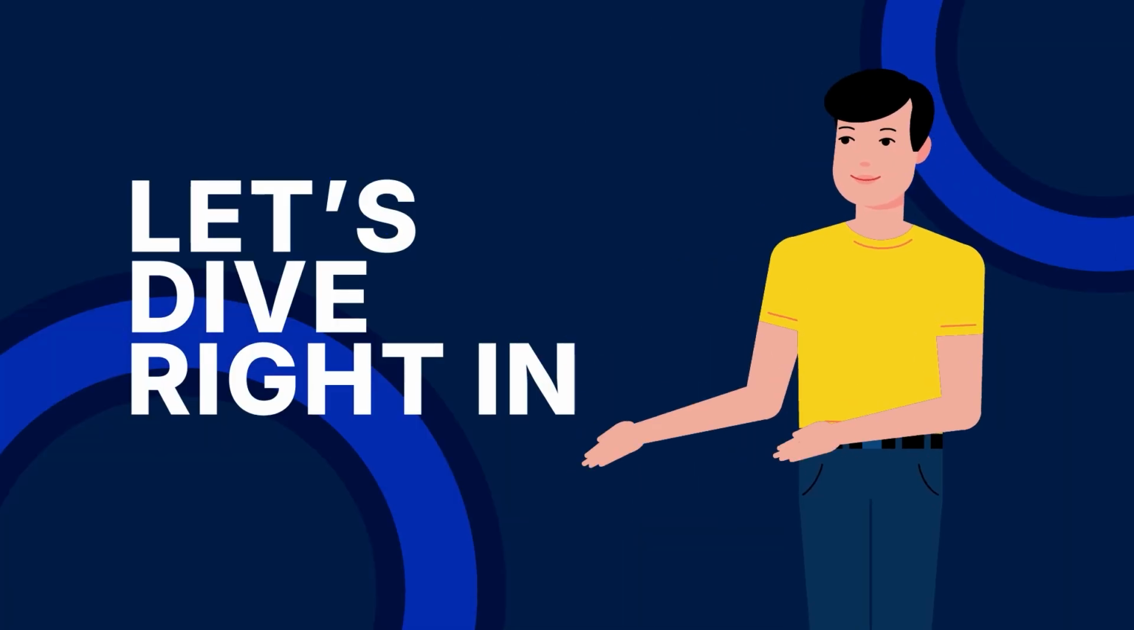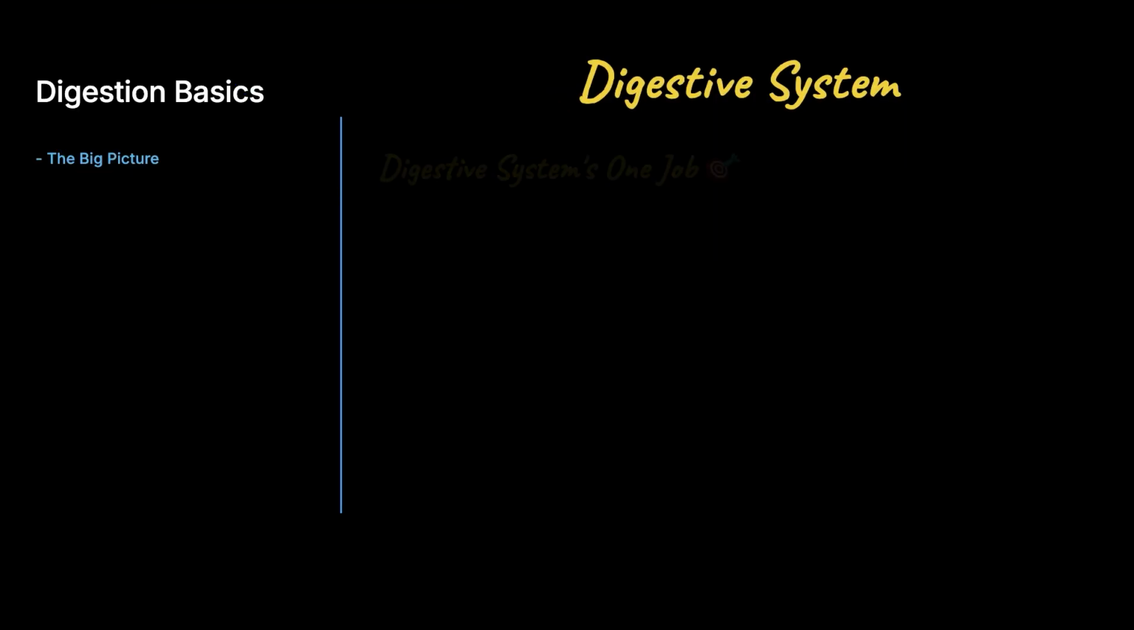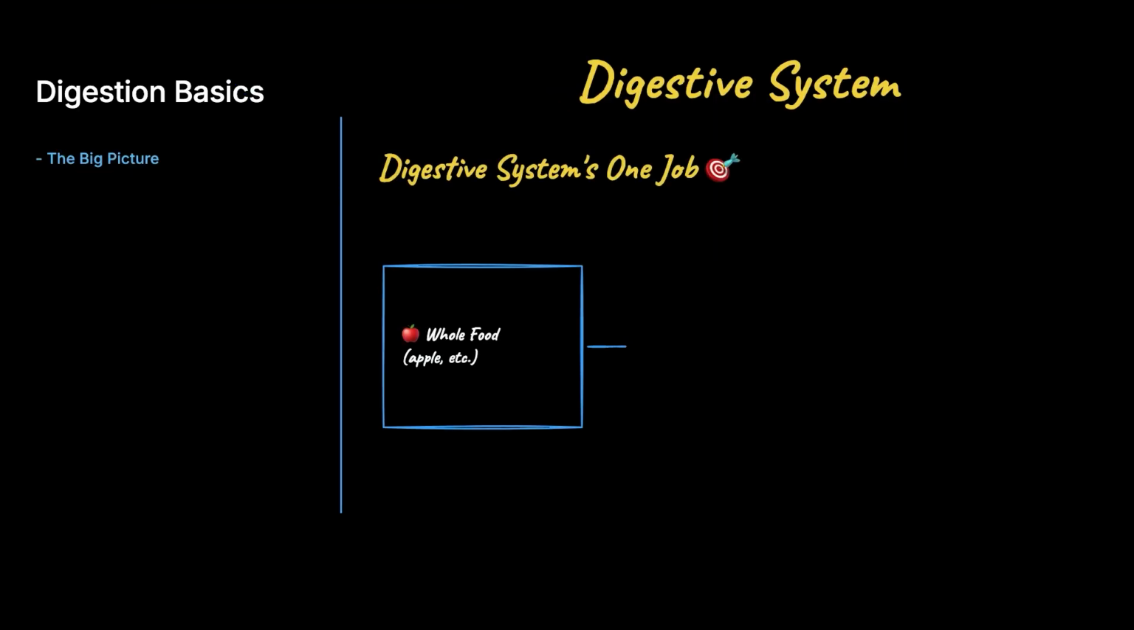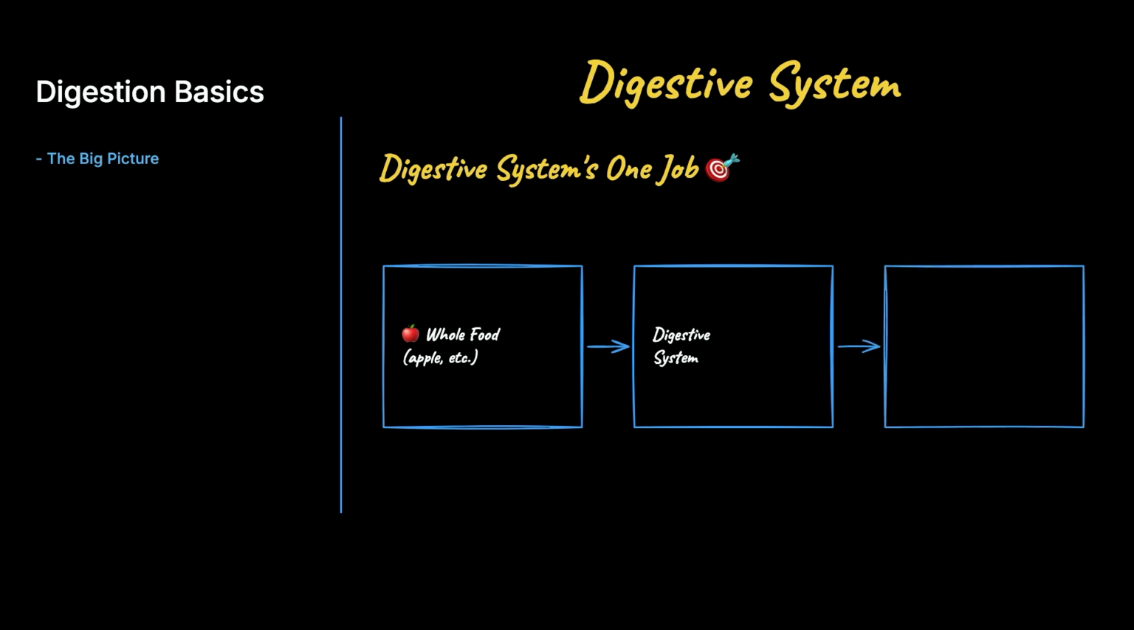So let's get started. Let us start with the big picture. The digestive system has one job: to turn food into molecules small enough for your cells to absorb. Your cells cannot import a piece of apple. They take in tiny building blocks like glucose, amino acids, and fatty acids, so food must be broken down first.